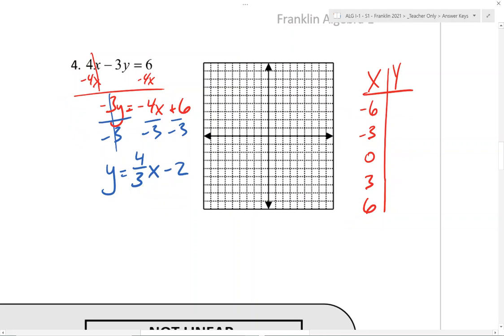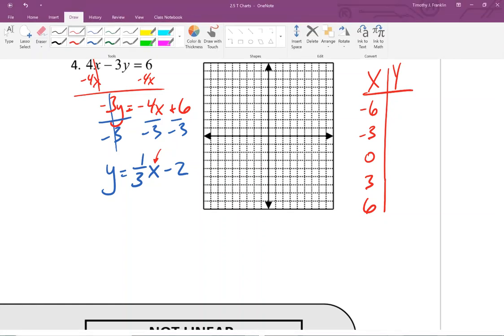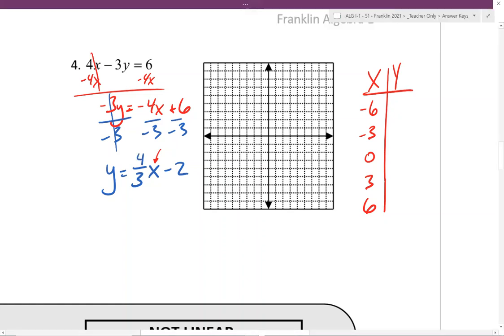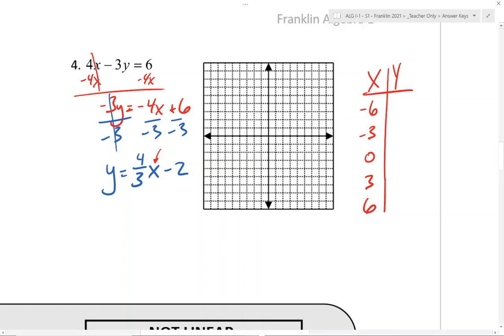Okay, so we're going to plug these numbers in here for x. And what this 4/3 is going to do, it's going to multiply our numbers by 4, divide them by 3, and then subtract 2. Kind of a process, but that's all right. All right, so let's put in negative 6. You can also divide by 3 first if that makes it easier. So negative 6 divided by 3 is negative 2. Times 4 is negative 8. Minus 2 is negative 10.